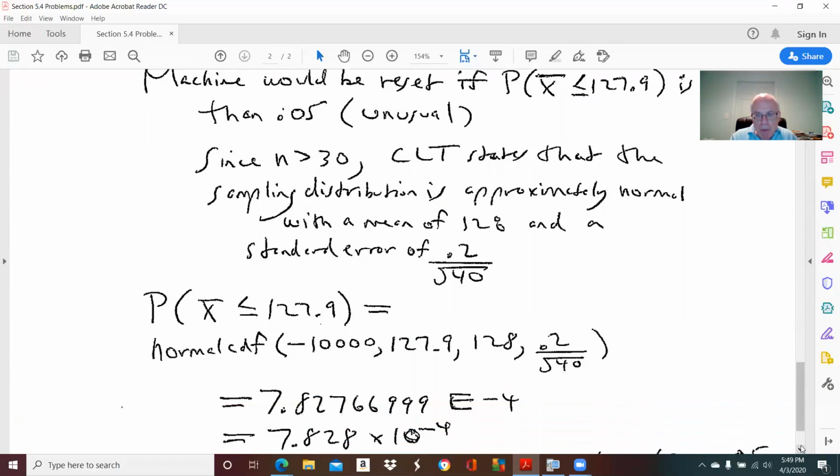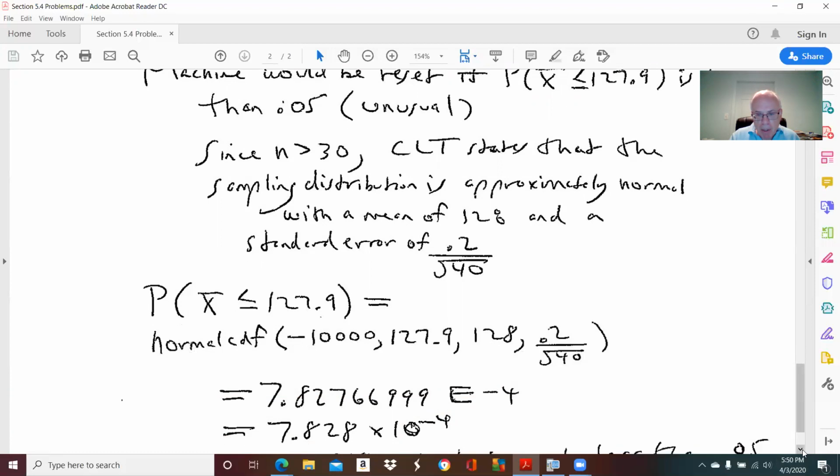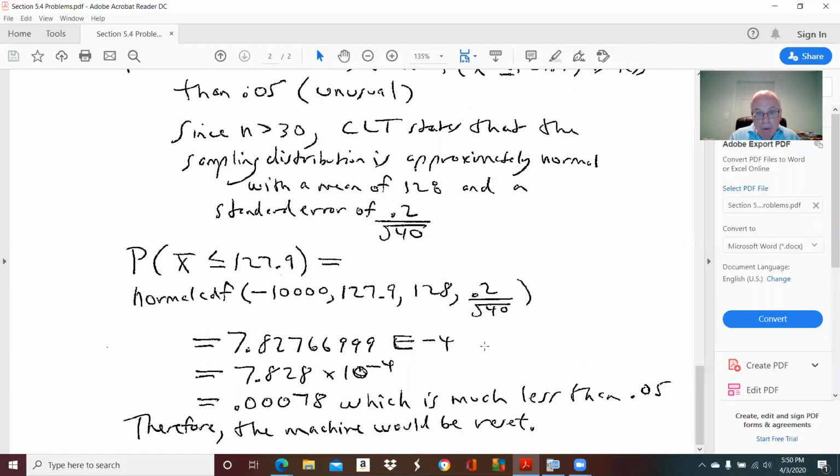Since the sampling distribution is approximately normally distributed, we'll use normal CDF. And it's less than or equal, doesn't matter. We're going to put negative 1,000. In this case, because the numbers are bigger, we're going to use negative 10,000 for a lower limit. 127.9 is our upper limit. 128 is our mean of the sampling distribution, and this is our standard error. I just type it in that way. Now, if you do this with your calculator, this is what you get.